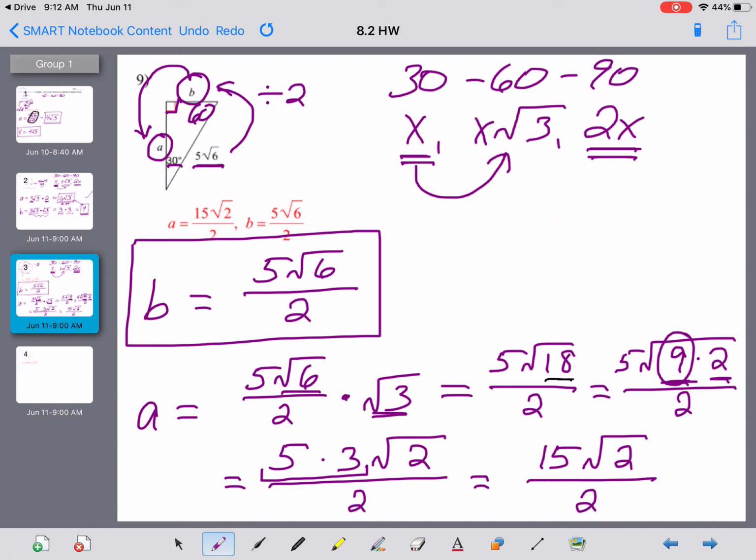Now, 2 reasons why we're done here. First of all, 15 does not divide evenly by 2, so there's no point in trying to do that. And second of all, the radical that we have, the square root of 2, doesn't contain any perfect square factors other than 1, so that can't be simplified any further. So the value of a, your long leg now, is 15 root 2 over 2.